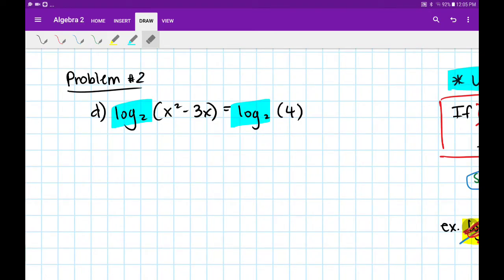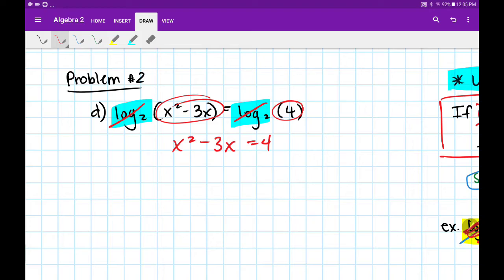Which kind of approach will we use here? Well, since we have logs on both sides, and they're both the same base, we can cross them out and just set our insides equal to each other. We get x squared minus 3x equals 4.